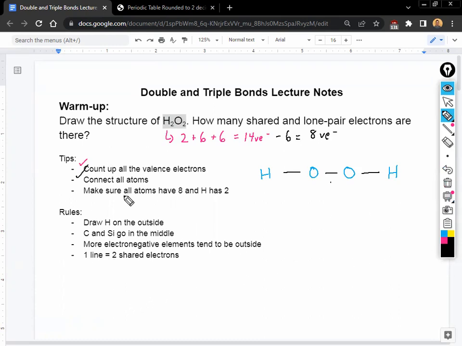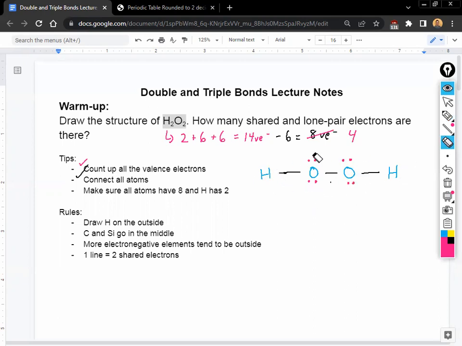All right, and then last but not least, we want to make sure everybody has 8 and hydrogen has 2. So if you look at hydrogen, there's a line next to it, so that means it has 2. If you see a line next to an element, that means it has 2 electrons. So hydrogen is happy. Let's go to this oxygen. How many electrons does this oxygen right here have? 4, yeah, there's 2 lines next to it. So 2, 4, which means it wants to have 8, so it needs 4 more. So we're going to put 1, 2, 3, 4, and that's perfect because this guy also wants 4. And if we do that, everybody is happy.